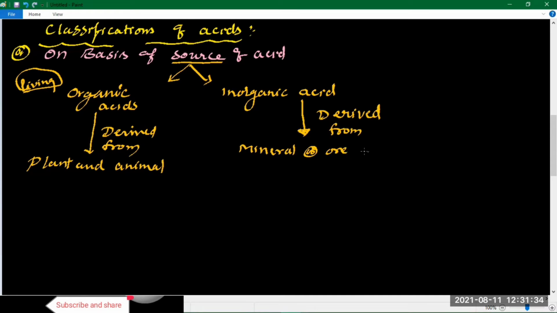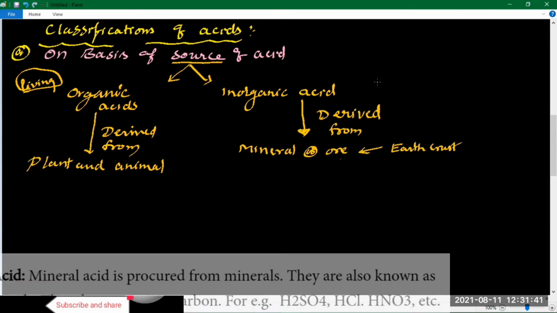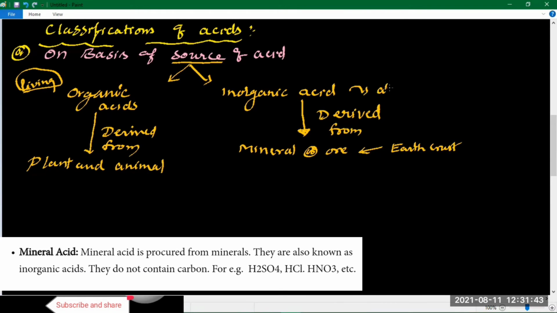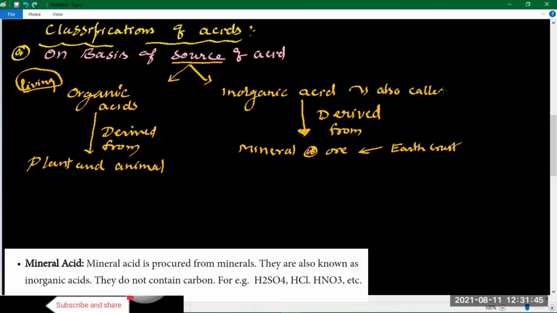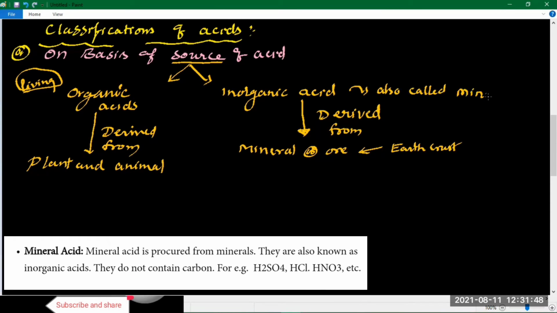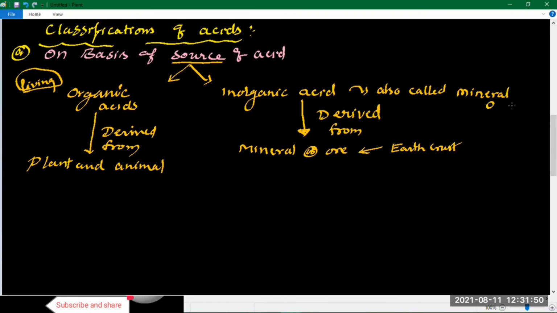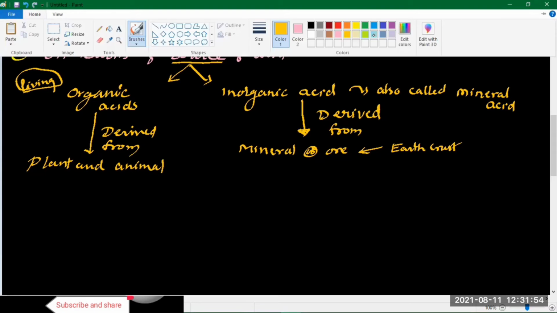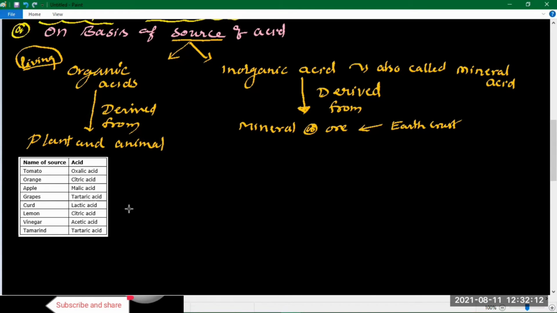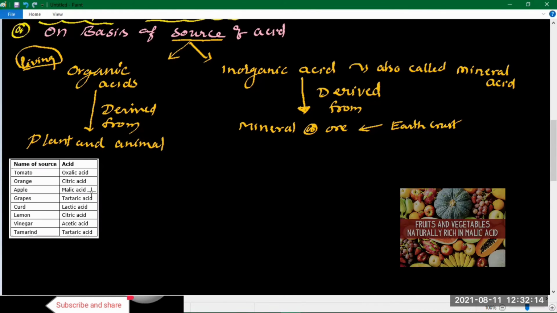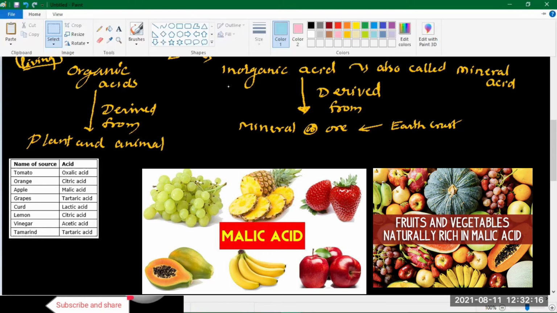Where do you get the minerals actually? These minerals we get from the earth's crust. So that is the reason inorganic acids are also called mineral acids. Mineral acids, okay, so minerals and ores. Let us discuss examples of acids directly derived from plants. You can see here, these acids are directly derived from plants. Hence these acids are considered organic acids.